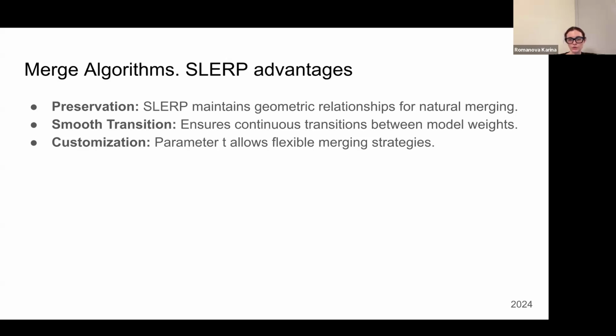Additionally, SLERP allows for flexible merging strategies through the adjustment of the interpolation parameter T. We remember it from the formula, and by varying T, one can control the degree to which each model contributes to the merged model, enabling fine-tuning of the merged model's characteristics to suit a specific application.